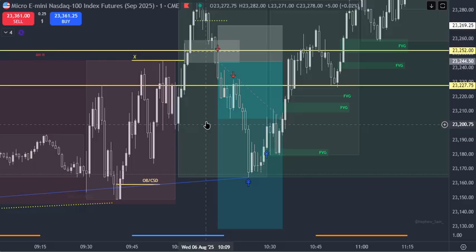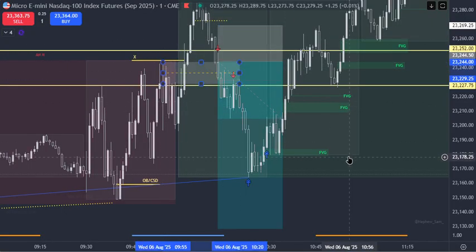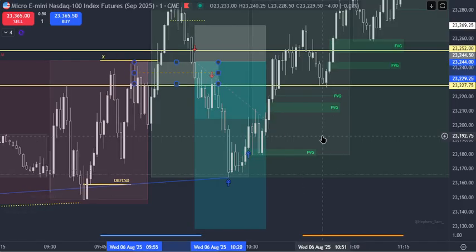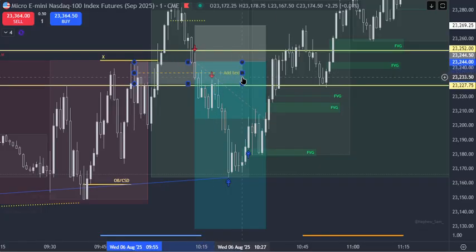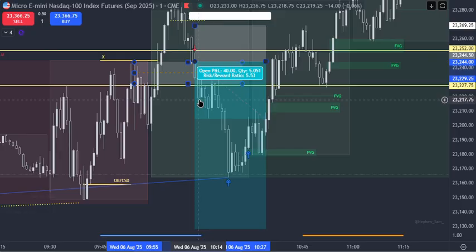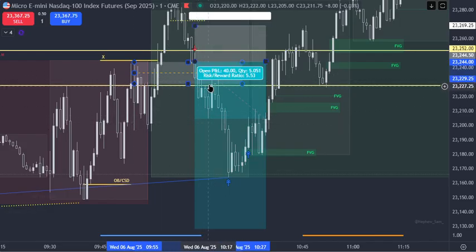we close below these wicks here. I use these wicks as well as a PD array. So if you've seen a lot of the ICT videos, ICT mentions that wicks, you can use them as other PD arrays. They're considered like fair value gaps. They're gaps. So whenever we close below this wick, I want to use it as resistance down. Okay, so that's why I entered whenever we retrace up again.